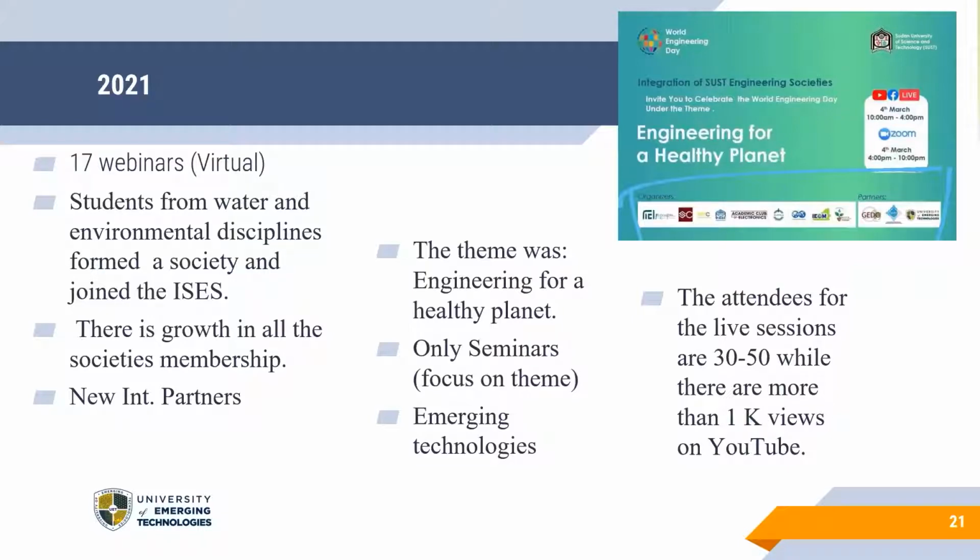Students from water and environment disciplines formed a society and joined the integration. That means now we are 10. There is growth in all the societies' membership, and we also collaborated with a new international partner, the University of Emerging Technologies, and tried as much as possible to promote emerging technologies among our activities. So this is the poster. Also, all the logos of the societies are there. The theme was engineering for a healthy planet. All the seminars focused on the healthy planet, and the emerging technologies were there. For the live sessions there were 30 to 50 participants, while there were more than 1,000 views on YouTube.